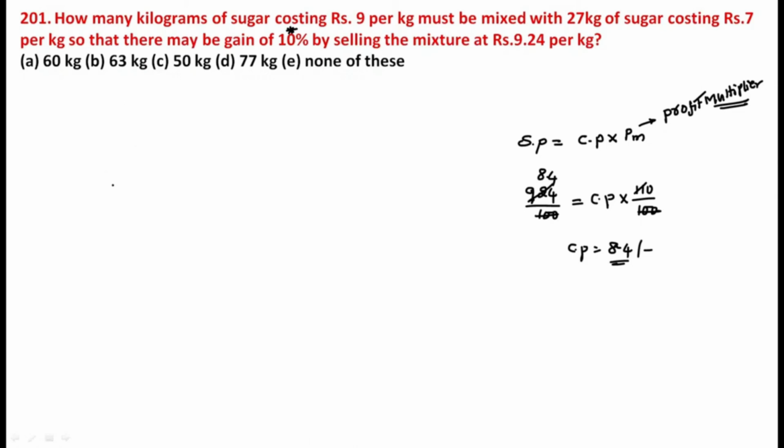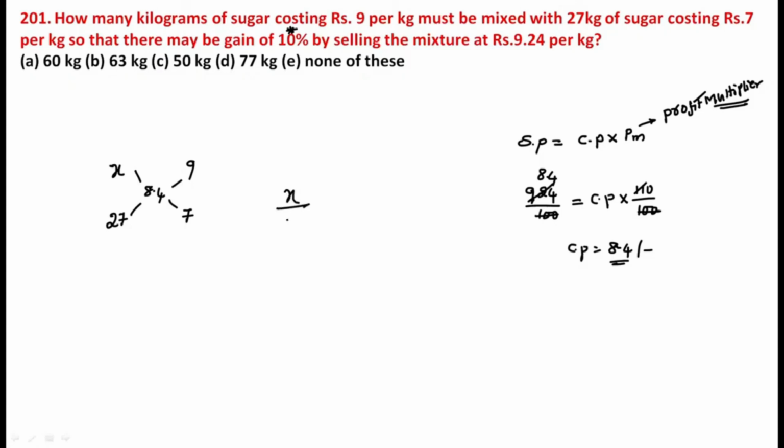Now how many kilograms of sugar costing 9 rupees? Consider X kg. The other quantity is 27 kg, with the costing of 7 rupees. Now the overall cost price of the mixer is exactly equal to 8.4. Then you can get the value of X.